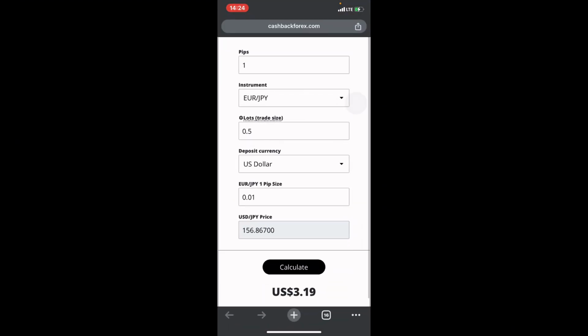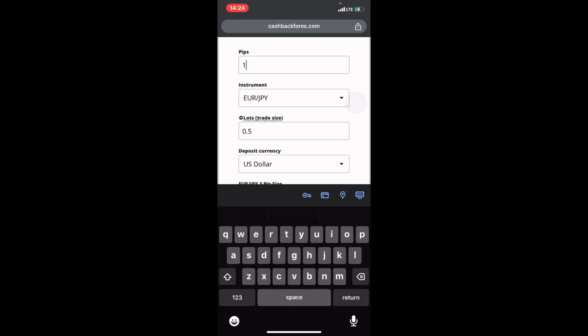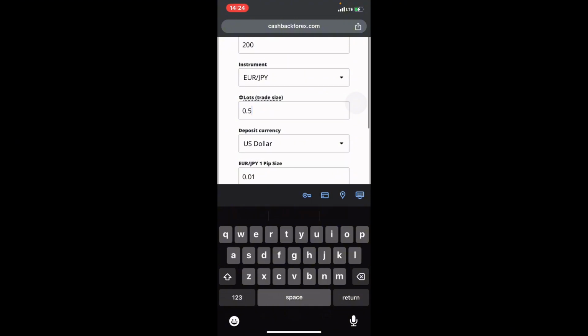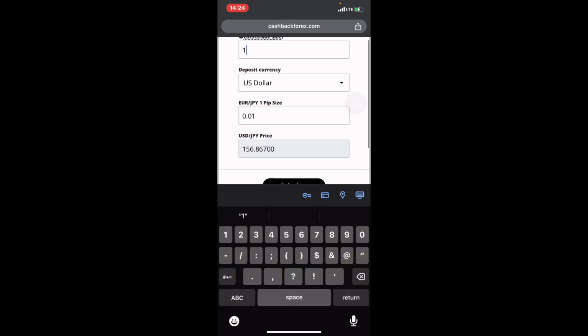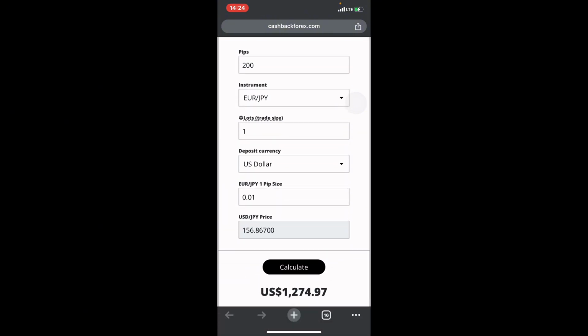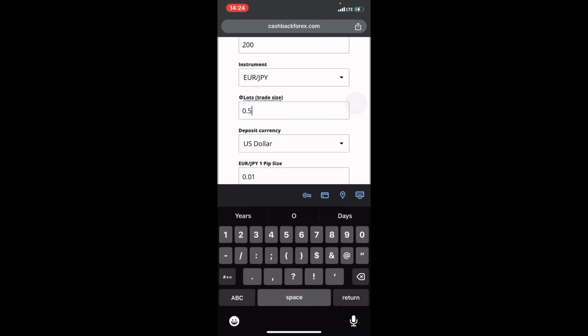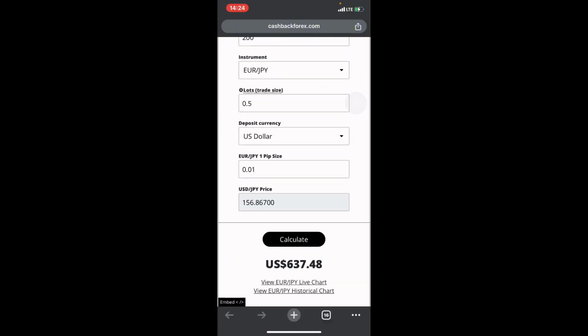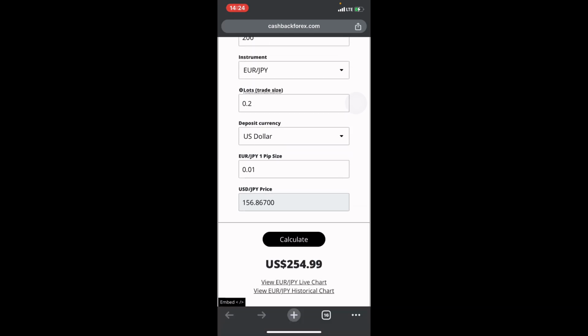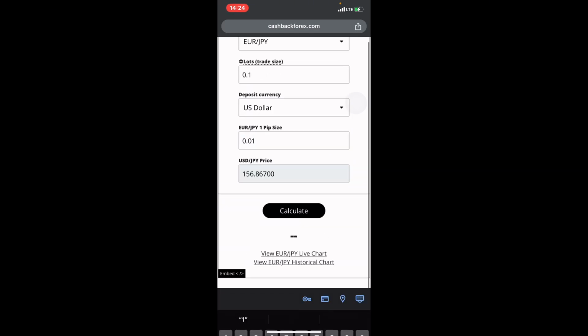So this is it. Let's see, for instance, like I showed you guys, 200 pips, Euro JPY. And let's say, like I talked about the lot size, I'm risking one lot size on the trade. You can see if I was in profit, this is what I'll be getting. Let's go on 0.5, you can see. Let's go on 0.2, you can see. Let's go on 0.1. And that's how it goes.